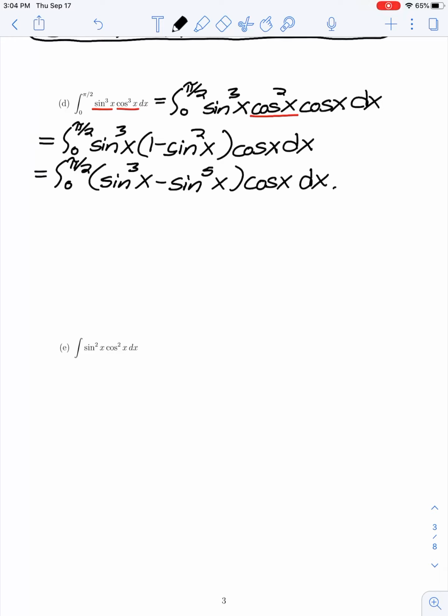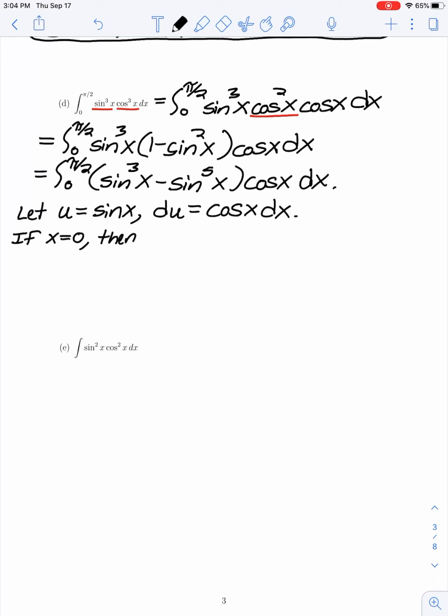So from here, I can use a substitution. I will take u as sine x so that du is equal to cosine x dx. Now this was a definite integral, so if I'm making a substitution, I also need to change my limits of integration from x values to u values. So looking at the lower limit of integration, if x is equal to 0, then u would be sine of 0, which is 0. And if x is equal to pi over 2, then u would be sine of pi over 2, which is 1.